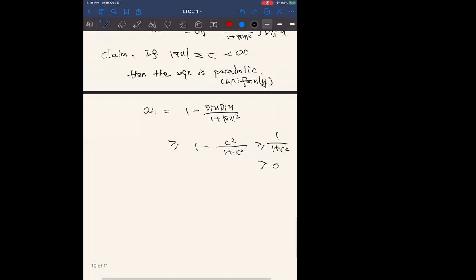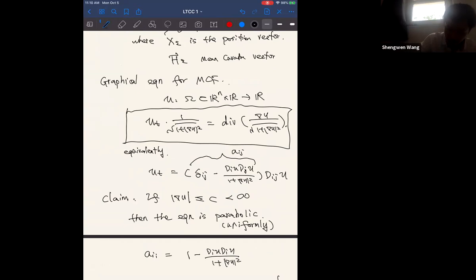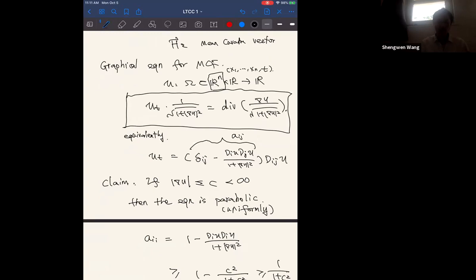Oh, DIU. Remember omega is a domain in Rn. So in Rn, you have the standard coordinates, and then you have xn plus 1, and then you have t. The xi and xj's are coordinates in this domain. You view it as a graphical equation. And D_i u and D_j u are partial derivatives in these xi's and xj's.